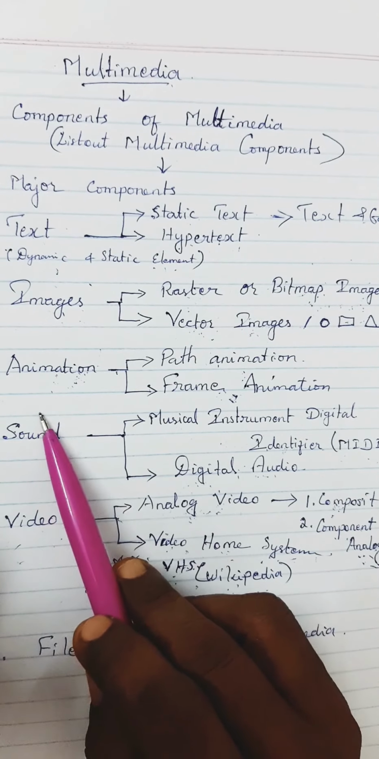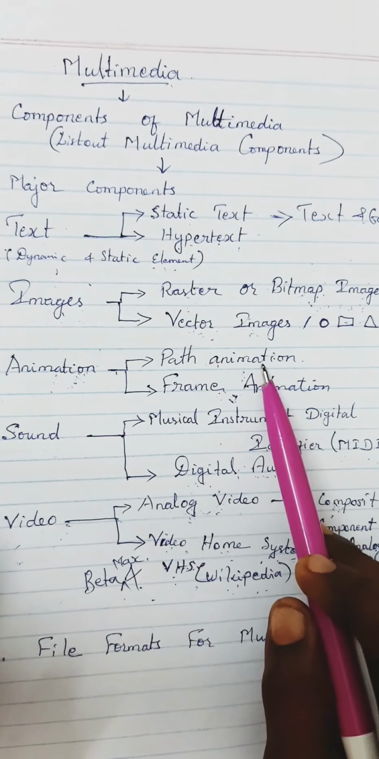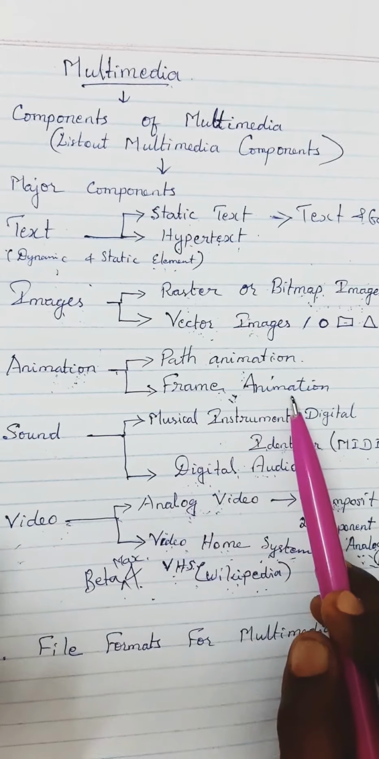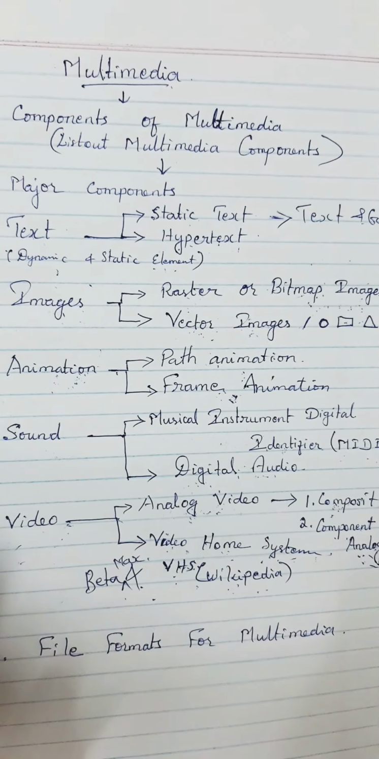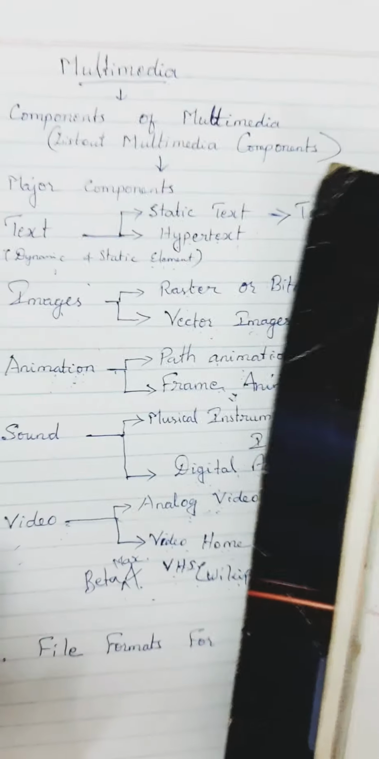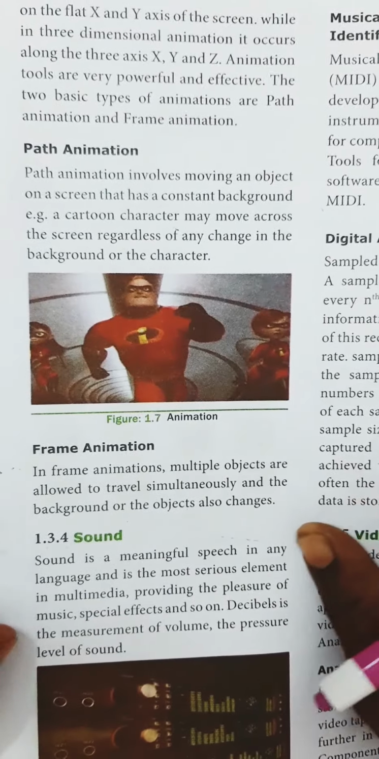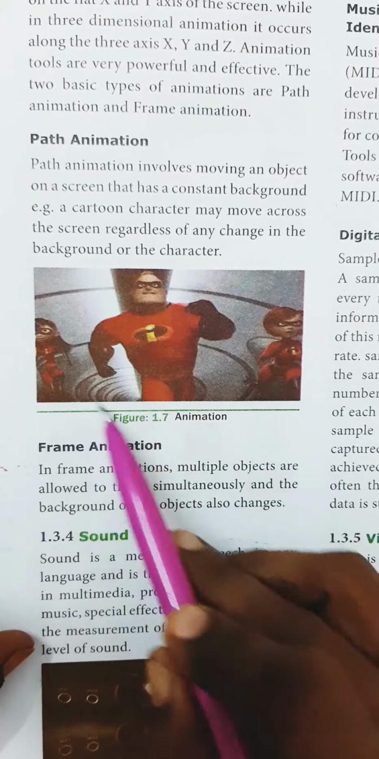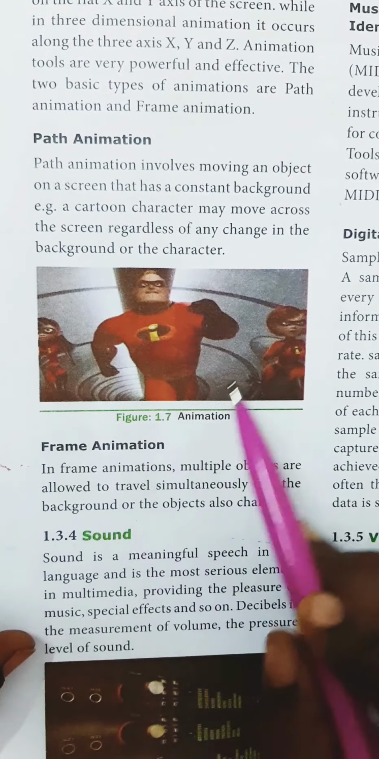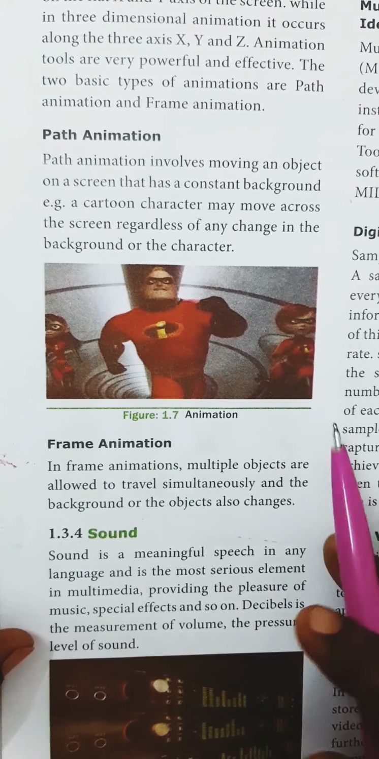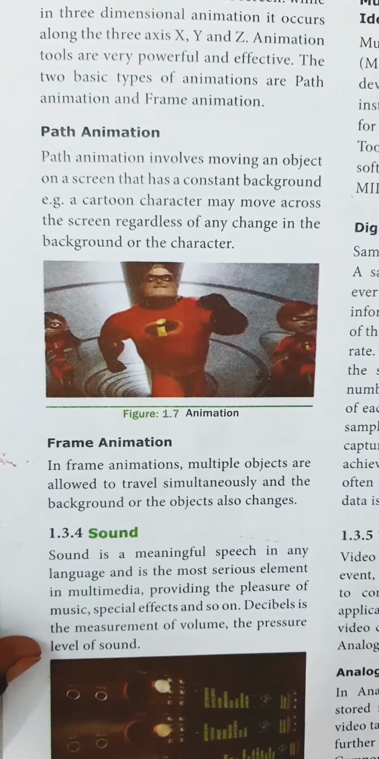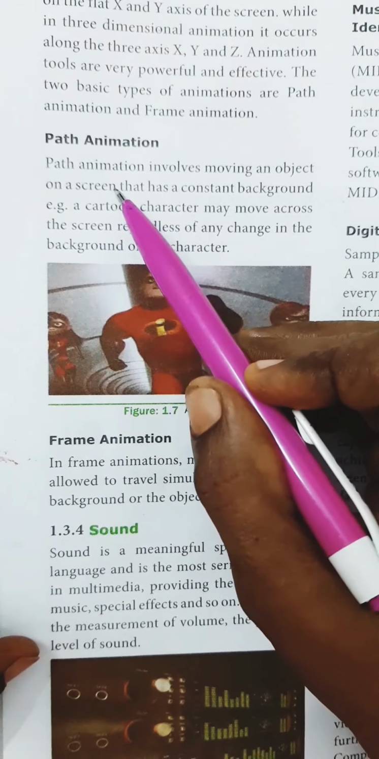That animation is divided into two, called path animation and frame animation. Path animation, for example, our life example is a fan. The fan is one of the paths, a rounded path. You can see the ceiling will not be round, only the fan will rotate, and the background of the ceiling will be stable. That is called path animation.